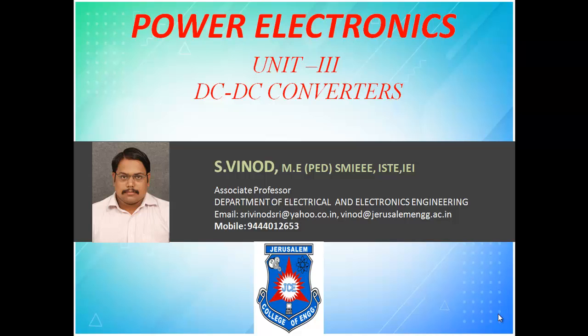But in this chapter, what we are going to see is that you give DC as input, so from fixed DC to variable DC we will do. There are some applications where you need 5 volt, 12 volt, 24 volts. So from the 230 volt available from EB, we will convert it into DC, and this fixed DC we will make into variable DC. That is unit number 3.